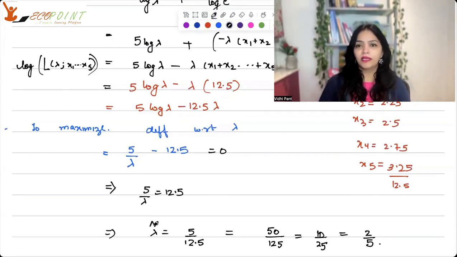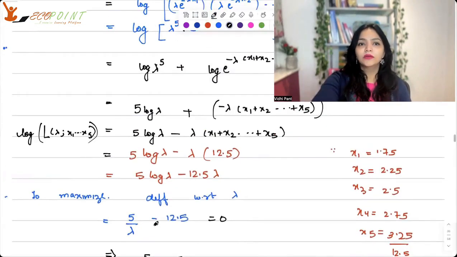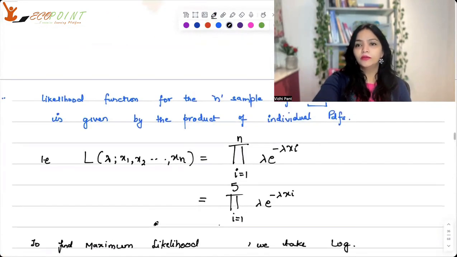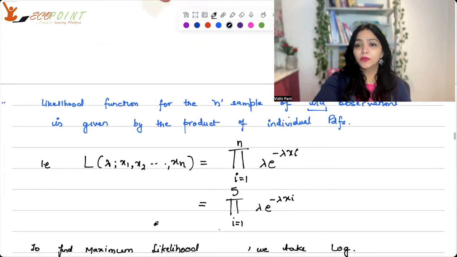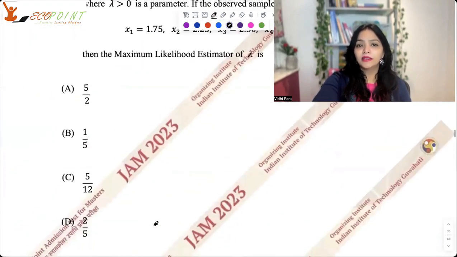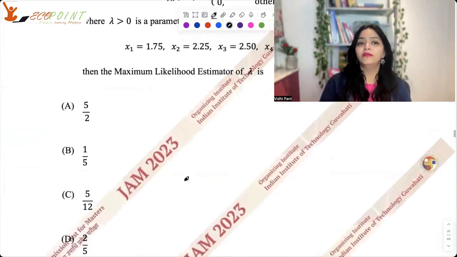We can call it lambda hat, the value of lambda which will maximize this function. Therefore, from here you get that lambda is equal to 2 by 5, and that will be your maximum likelihood estimator of lambda.